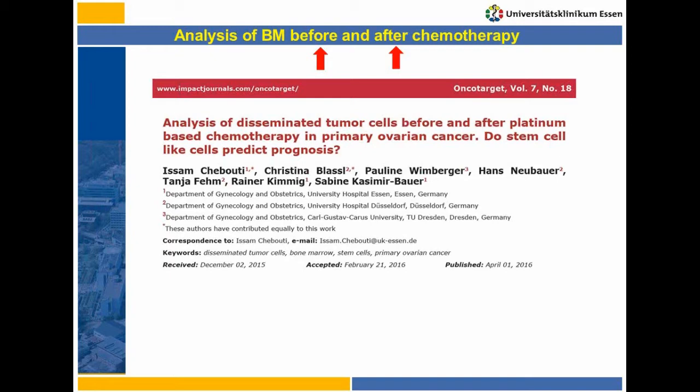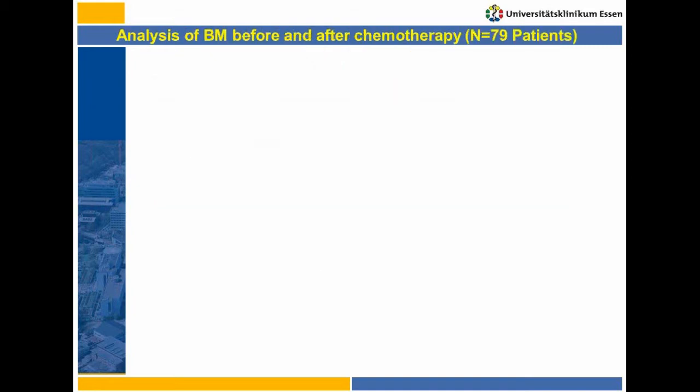So the patients who give their bone marrow simply give it for research purposes, and to give bone marrow after chemotherapy, not during surgery where they do not feel any pain because they are more or less sleeping, is quite a rare event. So thanks a lot to the patients. In total we have 79 patients at primary diagnosis where we could analyze the bone marrow before and after chemotherapy.